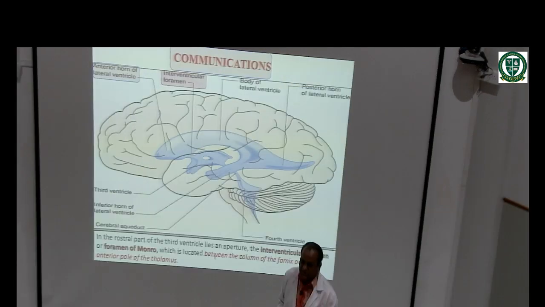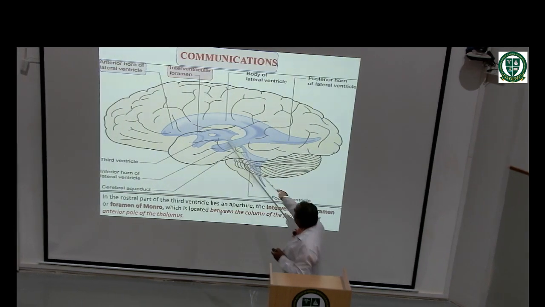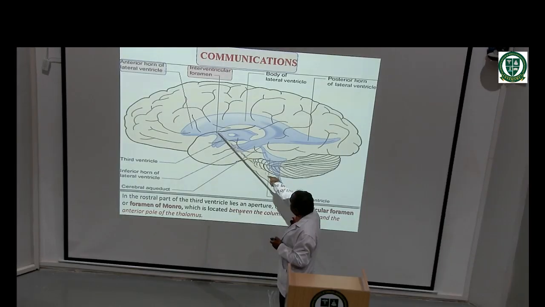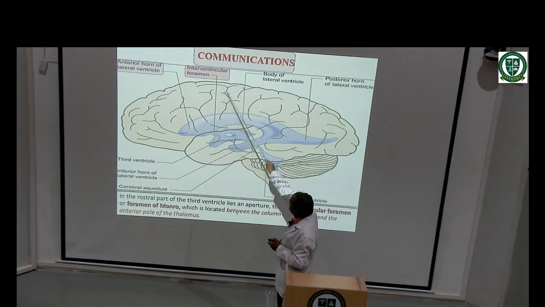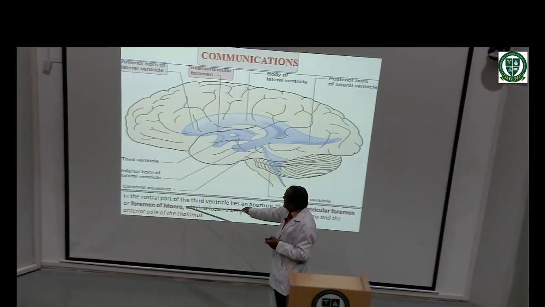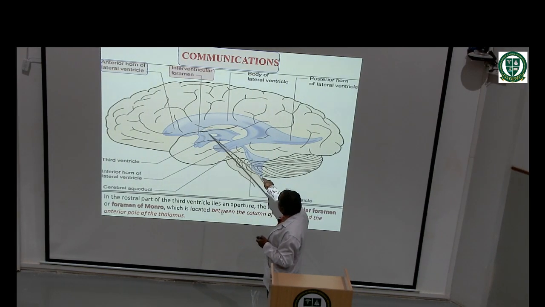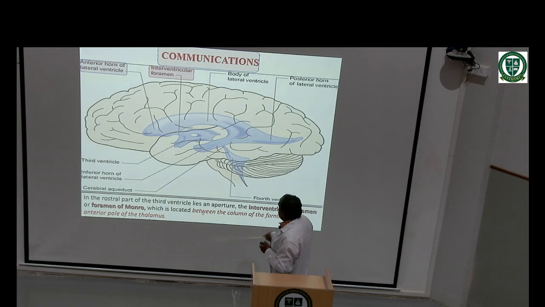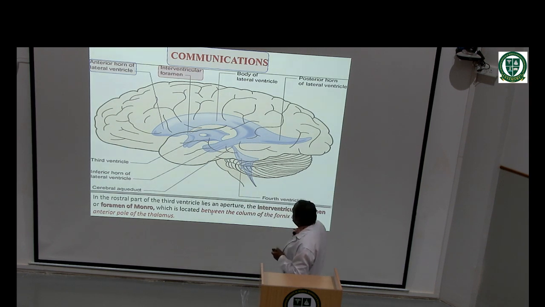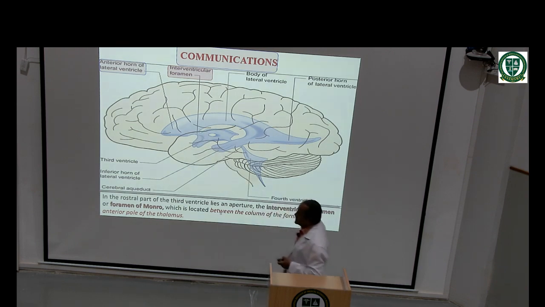Next, communications of the third ventricle. It communicates with the other ventricles, as you are seeing in the diagram. The third ventricle communicates with the lateral ventricle. This communication is called the interventricular foramen of Monro. There is communication between the lateral and third ventricle, and this is present between the fornix and the anterior pole of the thalamus. So in between these two structures, this interventricular foramen is located.